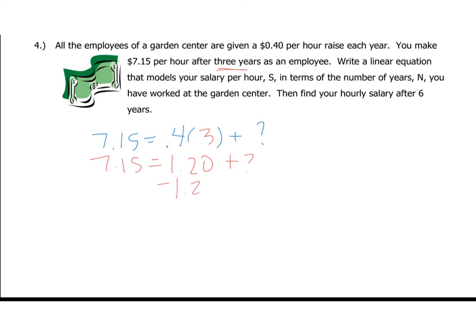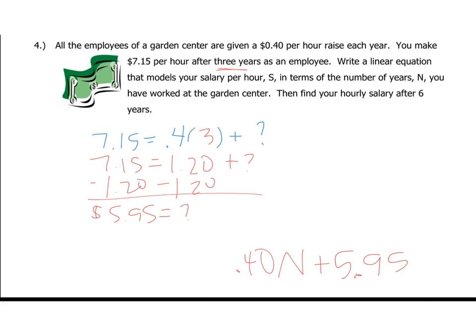So we subtract $1.20 from each side. And you find that the starting rate was $5.95. That was your starting rate. And for any number of years, you get a 40-cent raise, and this is your salary. So this is the first part of the question.